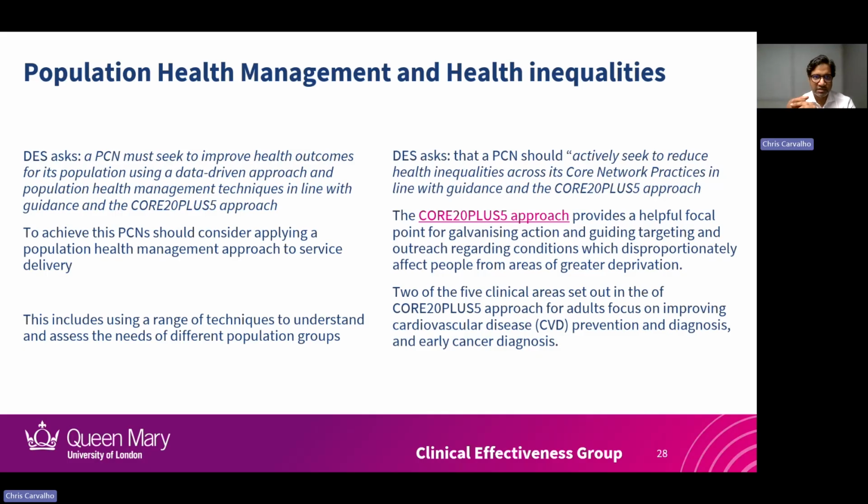Moving on, there was an ask around population health management and health inequalities, and this is a hot topic as we move with PCNs and neighbourhoods. And there's been a lot of work done around this and promotion of some great tools that we've got in now. So the DES asks that the PCN must seek to improve health outcomes for its population using a data-driven approach and population health management techniques in line with guidance and Core20PLUS5. In terms of health inequalities, it asks that the PCN should actively seek to reduce health inequalities across its practices in line with guidance and the Core20PLUS5 approach.